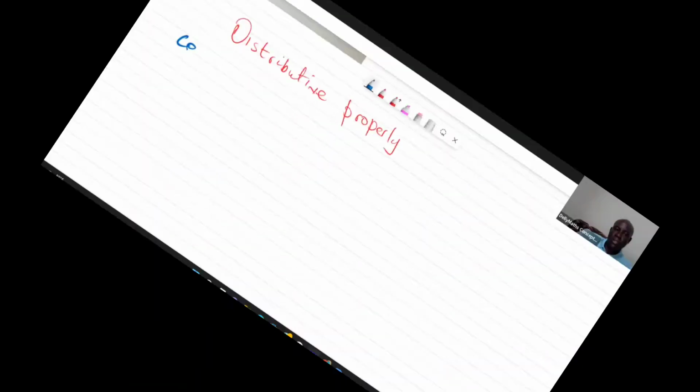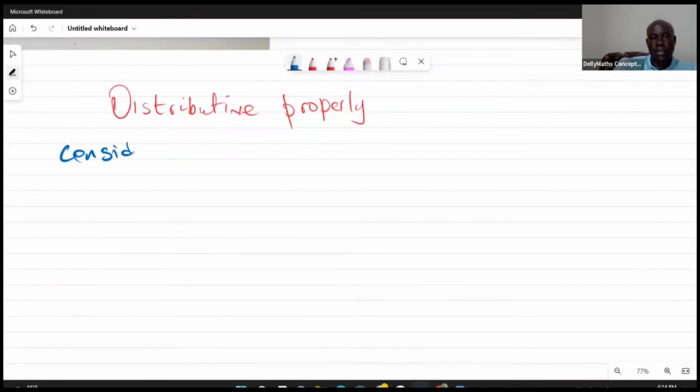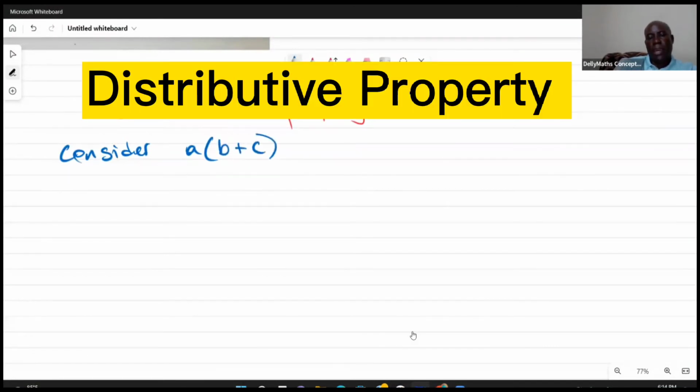To say, let's consider this. So we want to consider A, open bracket, B plus C. I will say to you that you only can distribute when there is a plus or a minus in a bracket. That's the only time. All right, and I'm going to do the second example with a subtraction.